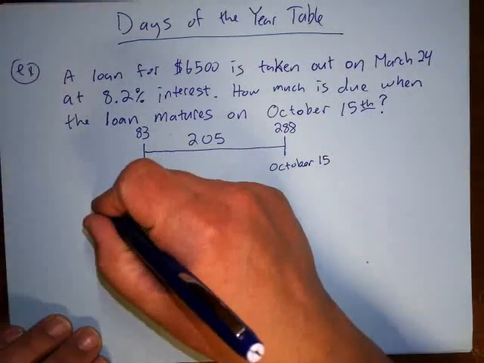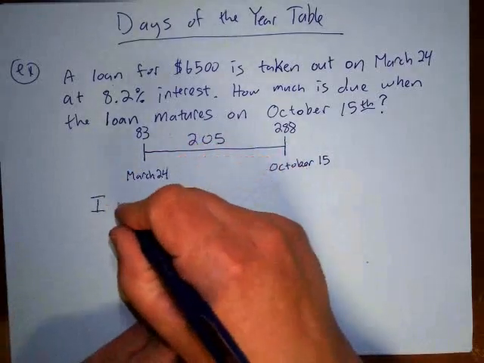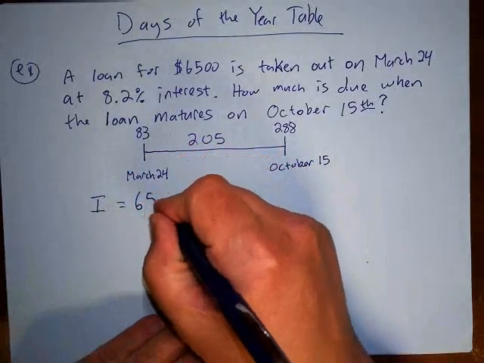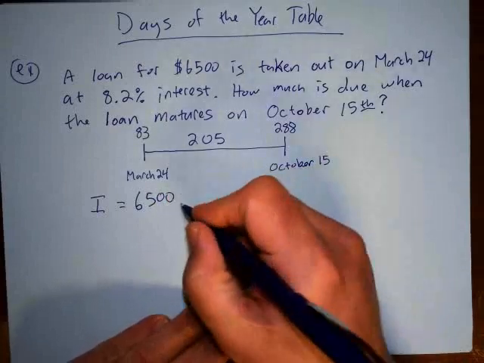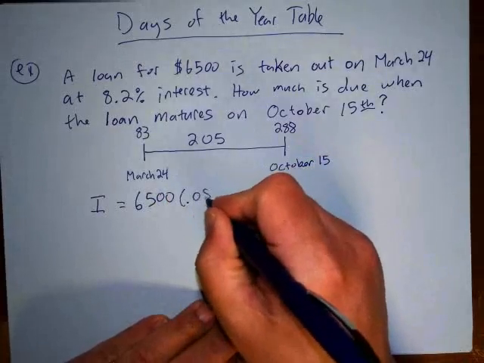So I'll go ahead and calculate the interest here. It's the principal times the rate in decimal form.